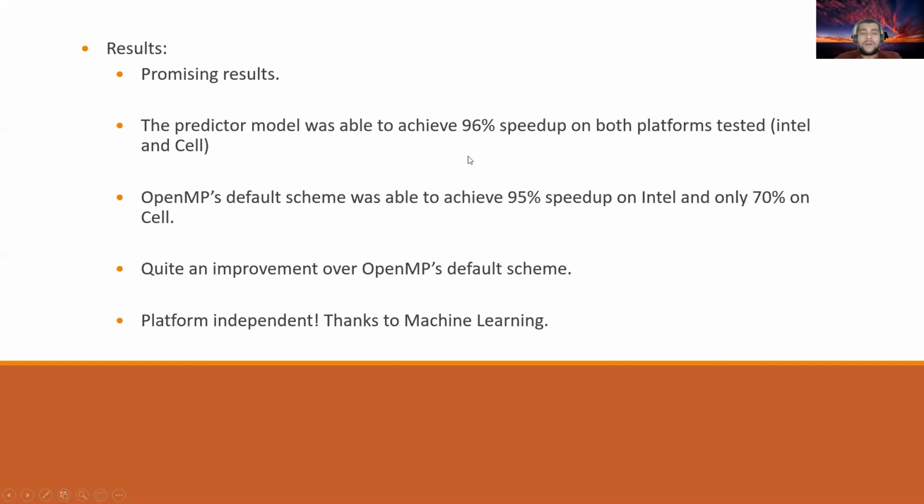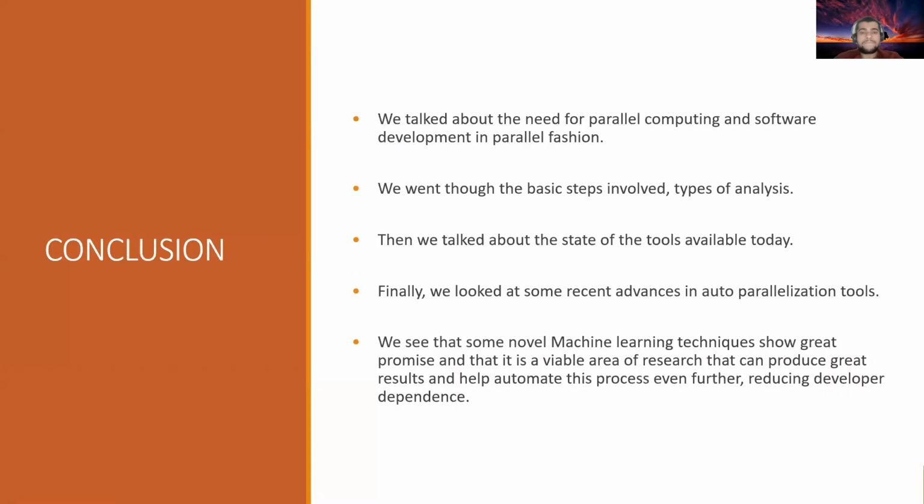So the machine learning model was able to achieve 96% on both, and OpenMP's default parallelization scheme was able to achieve 95% on Intel and 70% on Cell. So this is quite an improvement over the default scheme. And the main part is that it's platform independent. If you have these trained models, you can just simply plug in the program and it'll just spit out the optimum number of threads that you need to execute, and the scheduling policy.